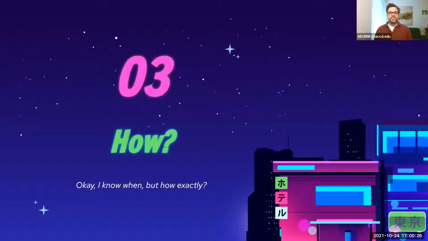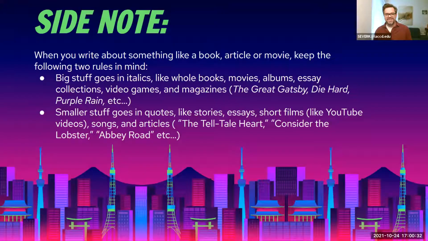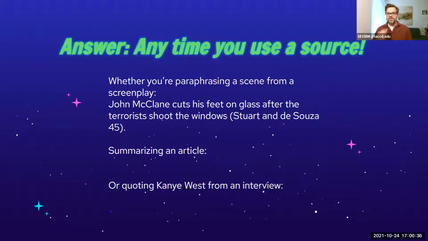All right, so what was the slide we were on? How do I use a parenthetical citation? Okay, so we know when, but how? All right, so let's go back to my examples. If you're paraphrasing a scene from a screenplay, it would look like this. There's the paraphrase, and at the end of that paraphrasing, just because I've seen the movie or read the screenplay doesn't mean I shouldn't cite the source, just because I know it now. So I cite the source.